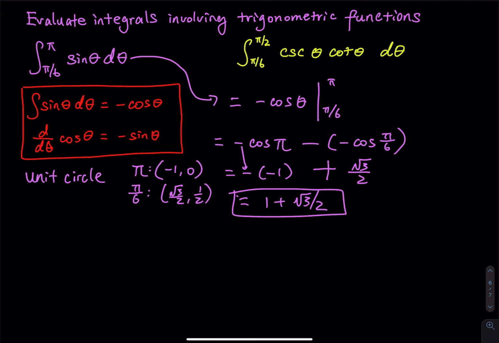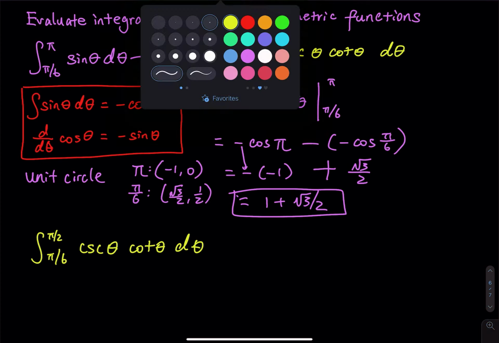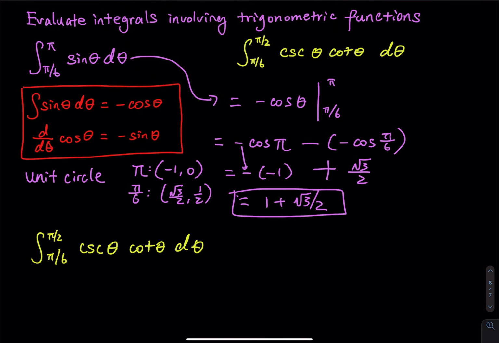So we are doing the integral from pi over 2 to pi over 6 of cosecant theta times cotangent theta d theta. All right, so let's write down the formula. The integral of cosecant theta times cotangent theta d theta is equal to negative cosecant theta.